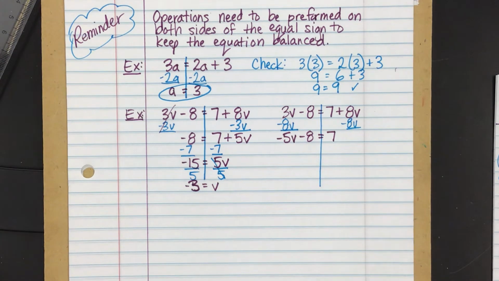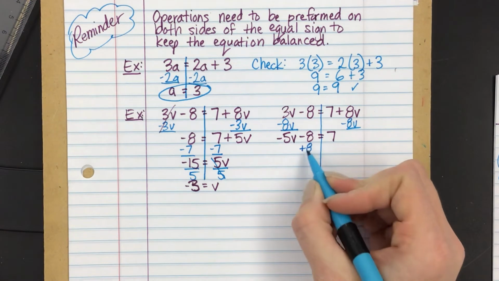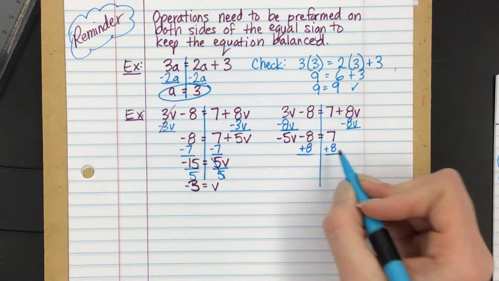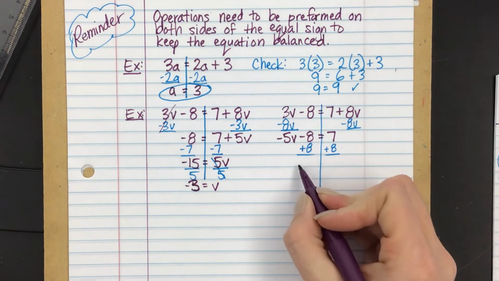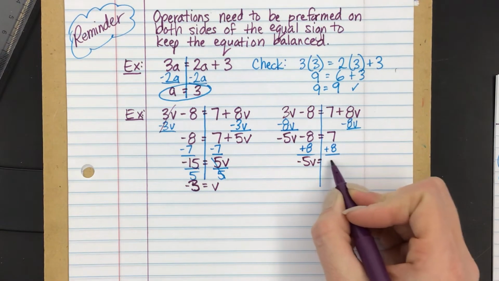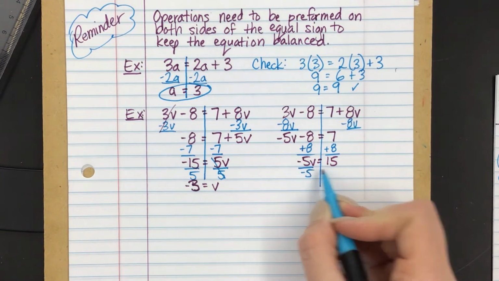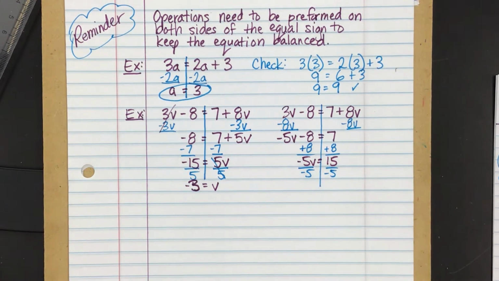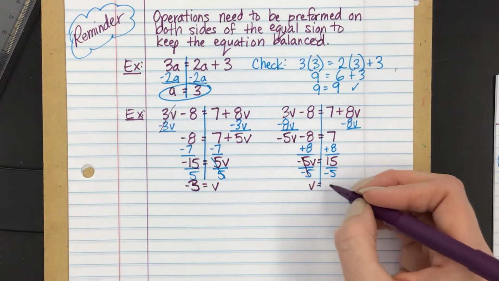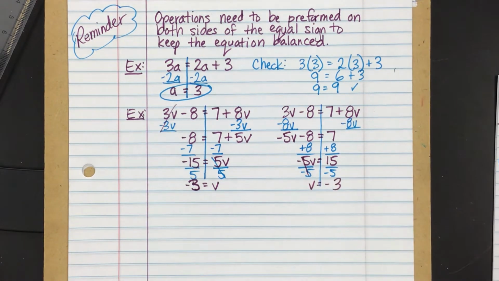Now, again, I have a two-step equation. So I'm going to add 8 here. I'm going to add 8 here. And I have negative 5v is equal to 15. Divide both sides by negative 5. And I get that v is equal to negative 3. So it didn't matter, right? There's only one solution to that equation, and it doesn't matter which way you start. You will still get the same solution, okay?